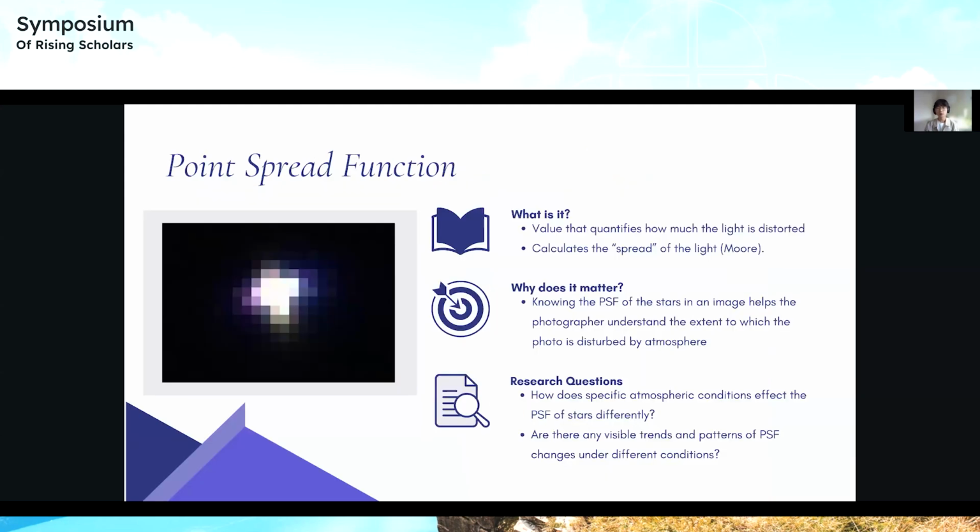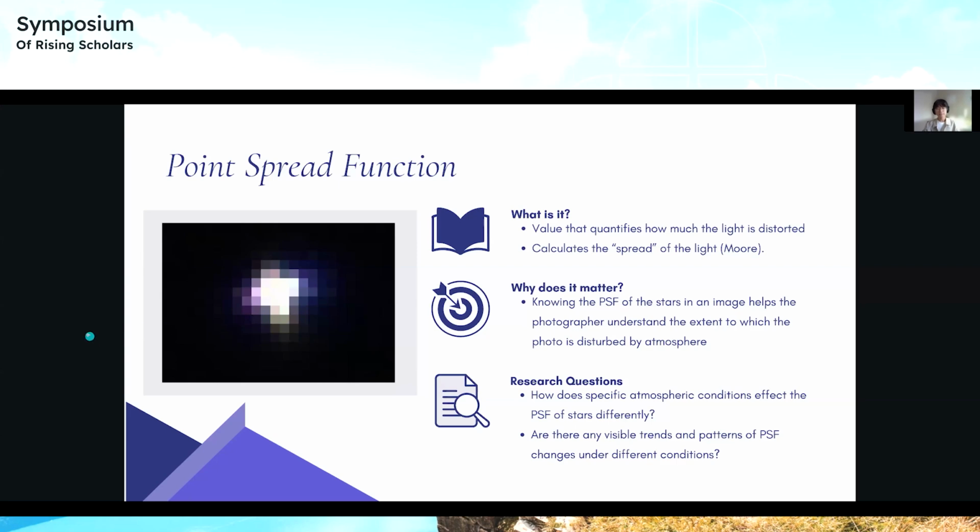So what does this all have to do with point spread function? What even is point spread function? Well, it is a quantifiable value that quantifies how much the light is distorted. So it basically gives a numerical value of how much the light from the star is spread out by the atmosphere. So you can see here on one of the photos I took, this is a small star in the background, and the pixels that it takes up in the image is the point spread function. So it's how much it's spread out.